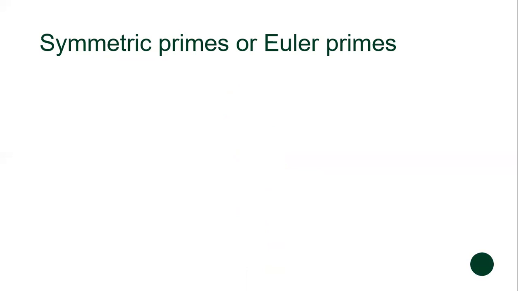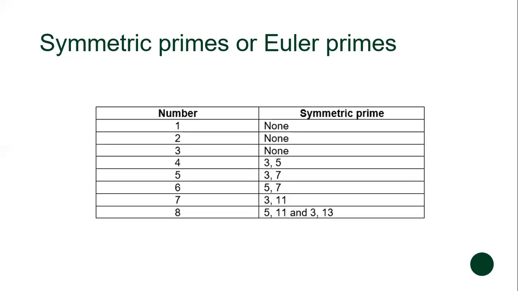So symmetric primes are a pair of prime numbers that are the same distance from a given number on a number line. So examples, let's look at number 1. Number 1 doesn't have a symmetric prime, as well as number 2, it doesn't have a symmetric prime. Number 3 doesn't have a symmetric prime. But the number 4 has a symmetric prime, 3 and 5.